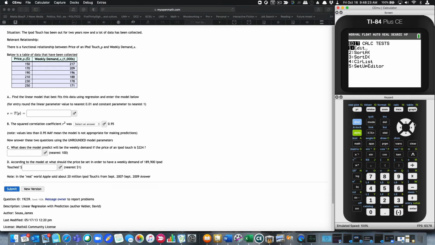So I hit Stat. I'm going to edit my list, so I choose Edit, and then I'm going to go up in this top. You've learned how to do all this by watching the videos with the questions, I presume, but I want to clear that, so I go up and hit down, step over, clear that, and then I can start entering. So it's going to be 150, 170, 190, 210, 230, and 250.